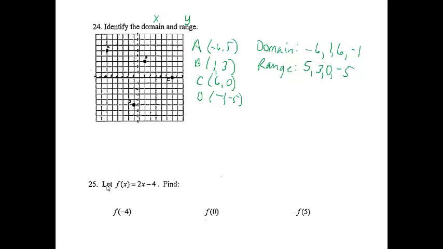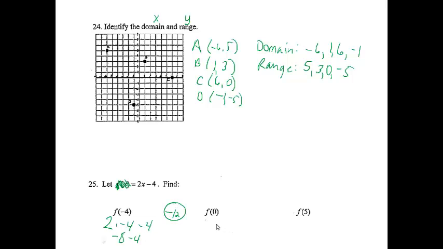Okay, last problem. Let f of x equals 2x minus 4. Find f of negative 4. Please remember on this problem, f of x is just alerting us to the fact that it is a function, so we will not use that when we're working on our answer. F of negative 4 basically just means wherever I see an x, we're going to put a negative 4. So this is going to be 2 times negative 4 minus 4. 2 times negative 4 is negative 8, minus 4 is negative 12.